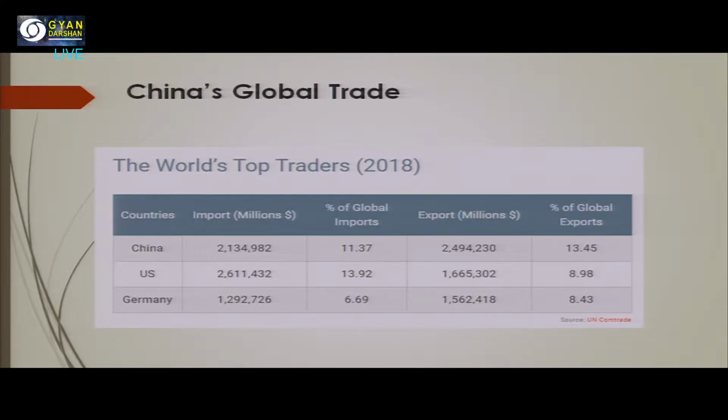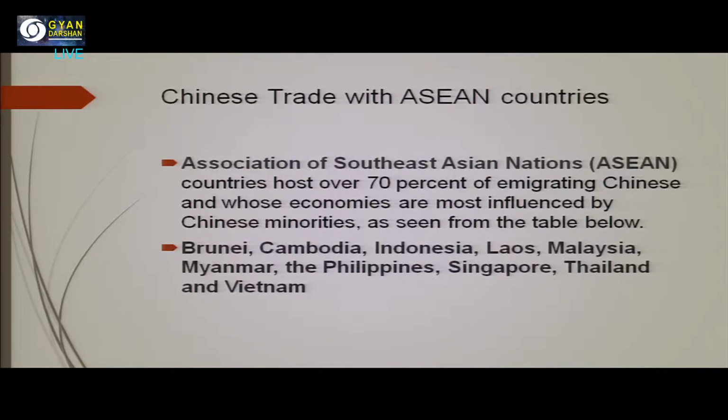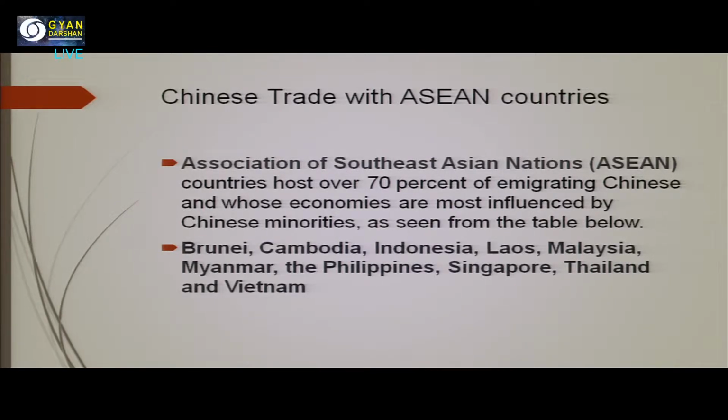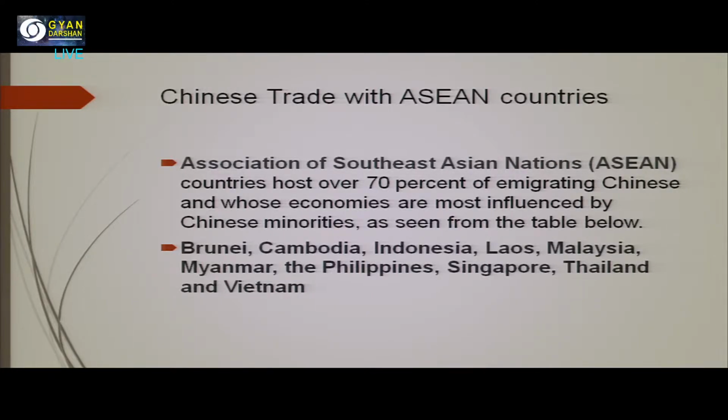And this is possible because they have a big diaspora base, and if you see the trade zones, these are all cutting across, and their own people are facilitating. Like Southeast Asian nations, Brunei, Cambodia, Indonesia, China has business with all these. And in all these countries, they are overwhelmingly Chinese people.